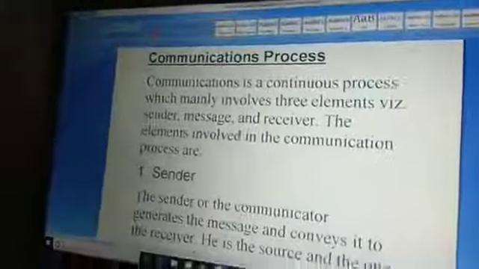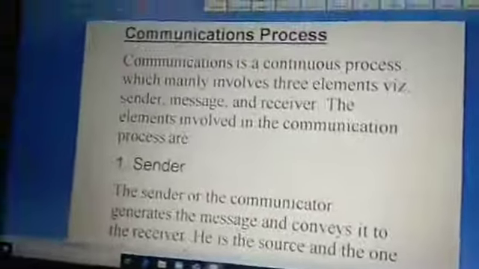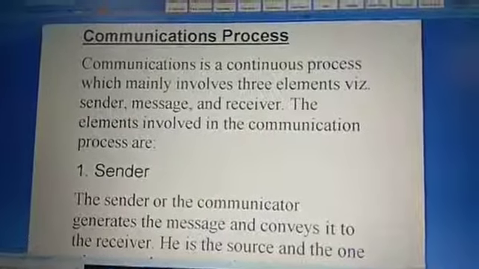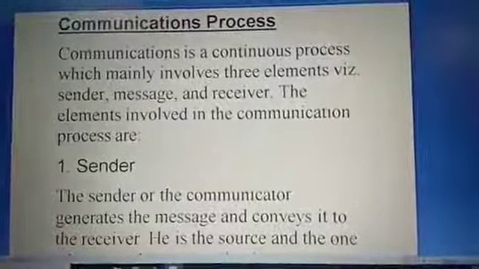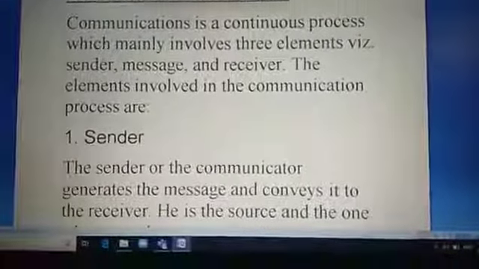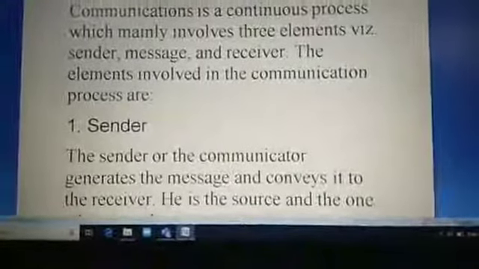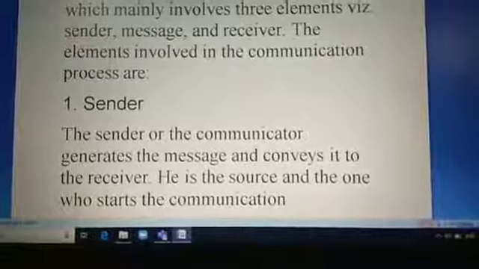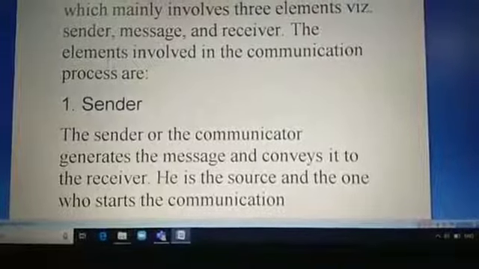Now, communication is a continuous process which mainly involves three elements: sender, message and receiver. The elements involved in the communication process are: the first one is the sender, who sends the message, and he is the source of the very message, and he starts the communication.